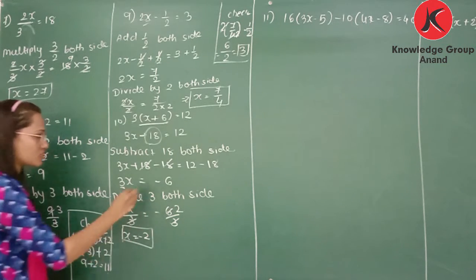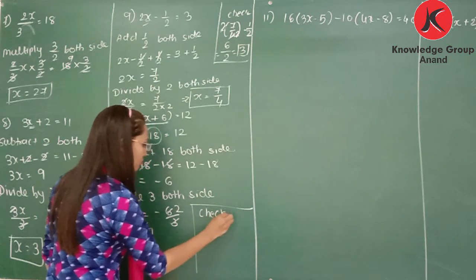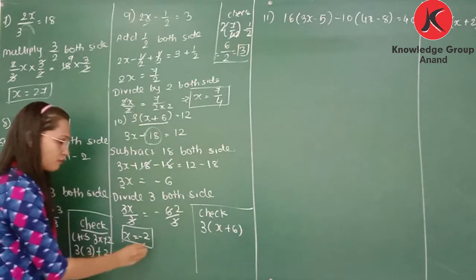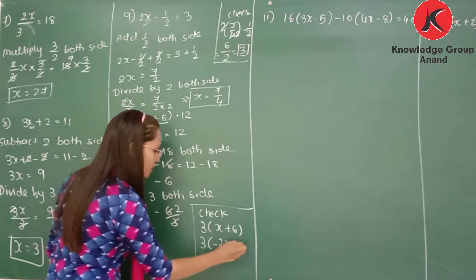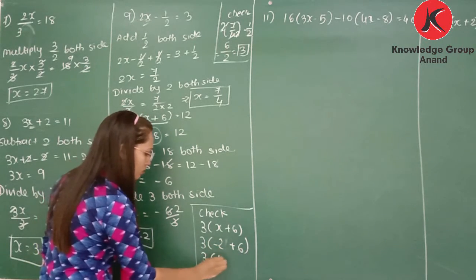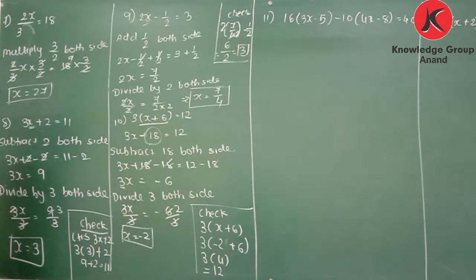Again you can check your answer by writing 3x plus 6 is there. Instead of x you need to write minus 2. So 3 into minus 2 plus 6. Minus 2 plus 6 is 4. 3 4s are 12. So that we get our right answer.